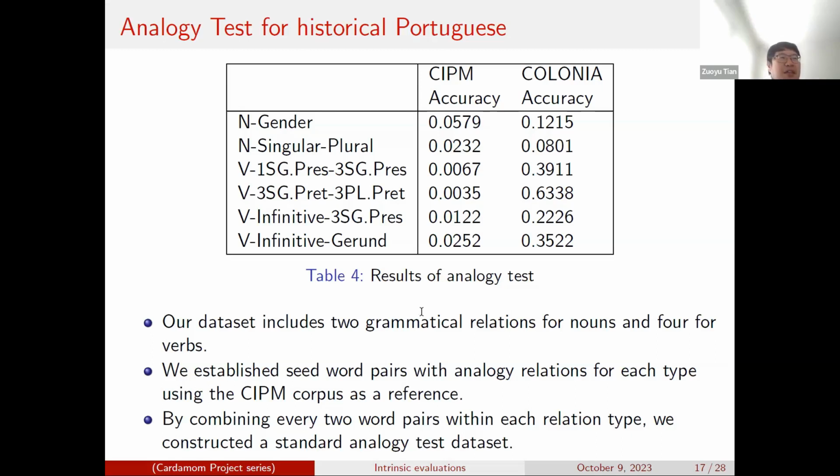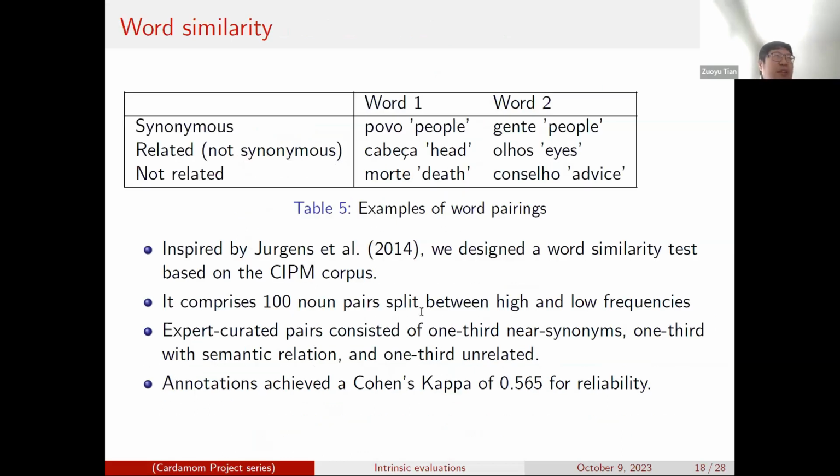But does this mean that the language model trained on CIPM learned nothing or captured nothing about language itself? Well, it depends. So we designed some other tests to test the ability of these language models. The first test we designed is a word similarity test, inspired by Judgements et al. in 2014. We designed it based on the CIPM corpus. The test comprises 100 noun pairs split between high and low frequencies, so half high frequency, half low frequency.